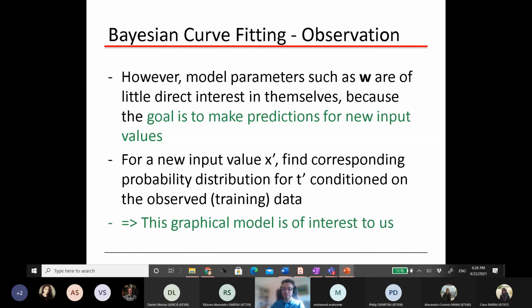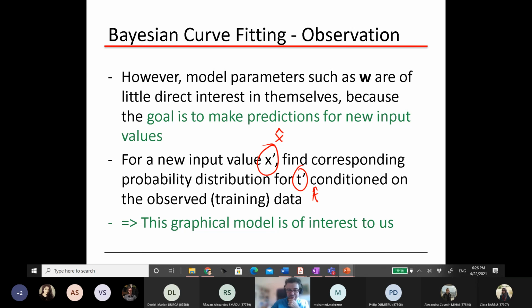Yeah, we want to predict. Sorry, the reason we run fit is because then we want to predict. So the goal is actually to make predictions for new input values. Let's say we are given a new input value, x prime, or on the next slide x hat. We want to find the posterior distribution for the target corresponding to x hat, which on the next slide is going to be t hat.